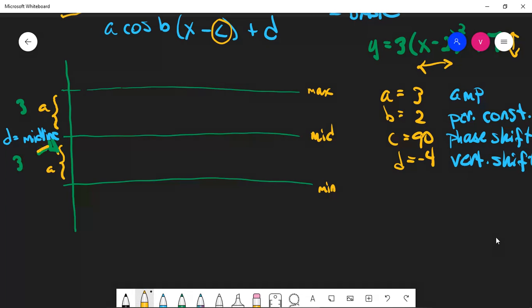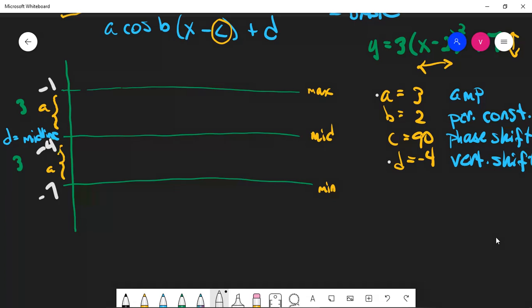So if you went here, I'll write it again, -4. Sorry, can't see that very well there. I'm trying to get a good color here, white, -4. Okay, so up 3 is the amplitude. So if you start in the middle at -4, you go up 3, that's -1. If you go down 3, that's -7. So your maximum height will be -1. Your minimum height will be -7. Okay, so D is the middle. And then you go up and down by 3 from there.